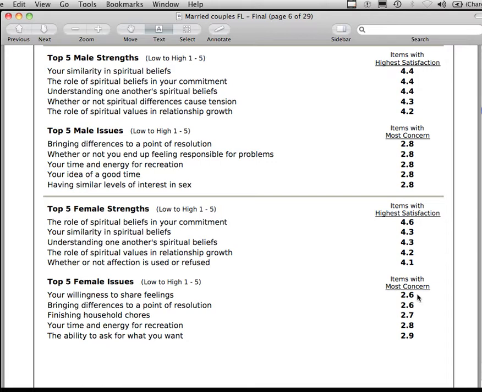For the issues, you can see it's communication stuff: bringing differences to a point of resolution, which is a conflict resolution item, finishing household chores, time and energy for recreation, and this assertiveness item, the ability to ask for what you want. These were the things the women were most concerned about in this sample.